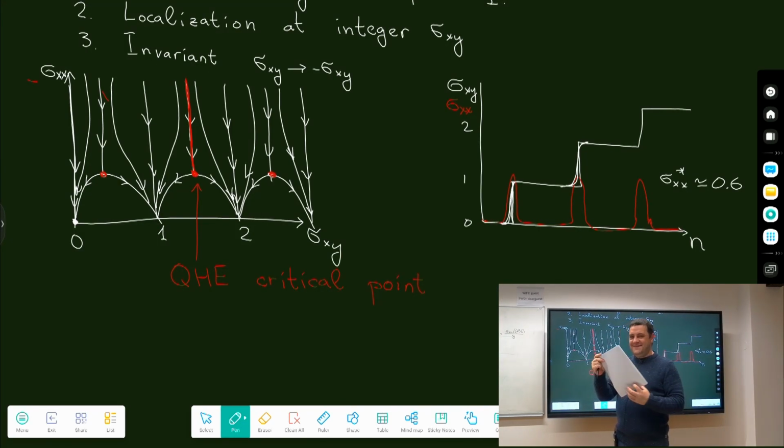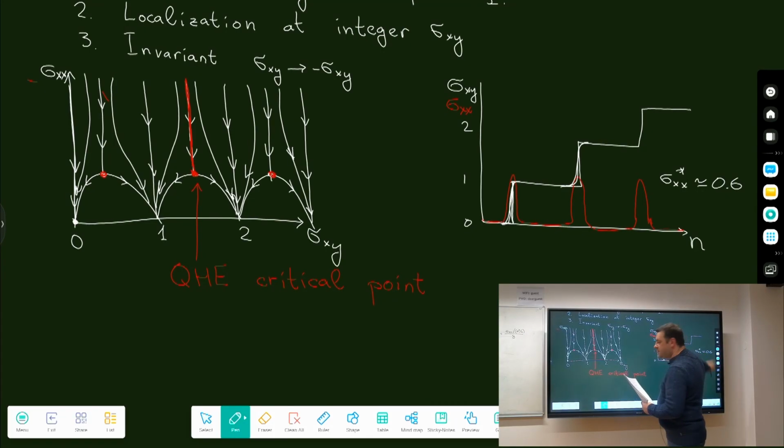If you can do it from here, yeah. I can do perturbation theory in a large parameter 0.6, so it will not be very reliable.